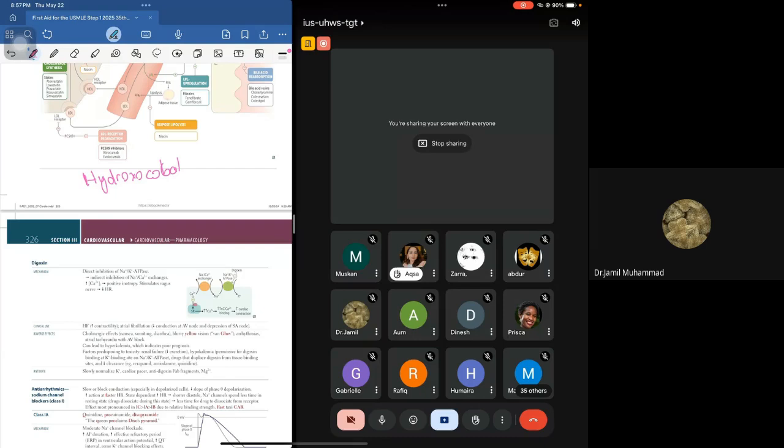Now, let me tell you one more thing. There are two things, right? One is known as pulse oximetry, and the other is known as co-oximetry, right?